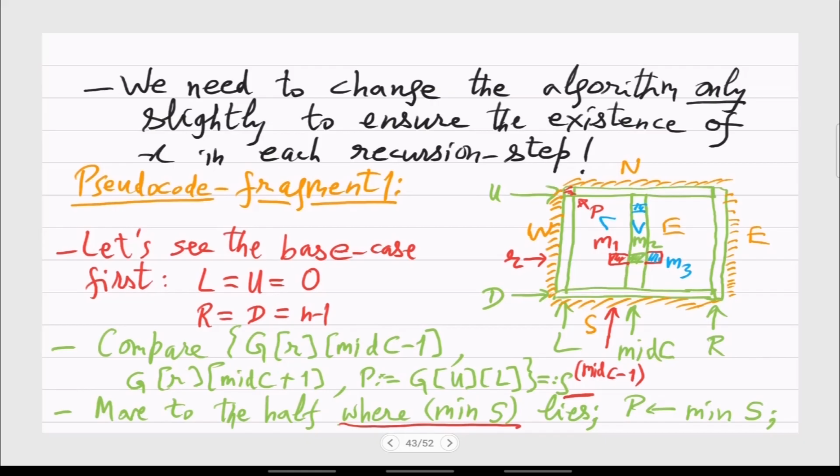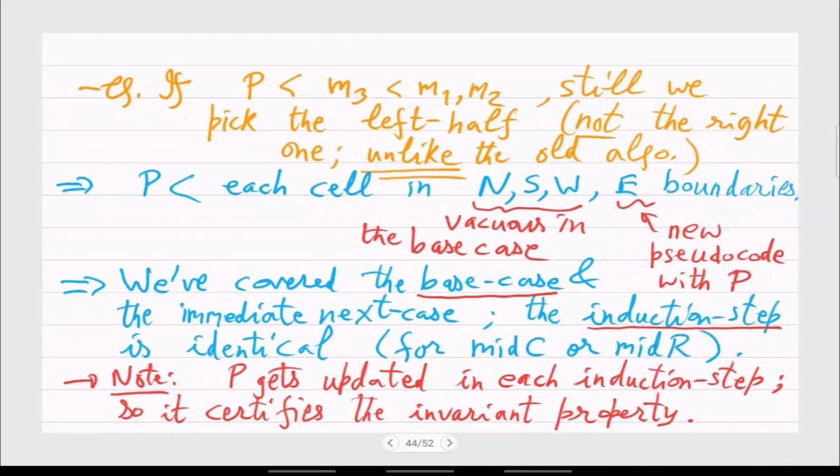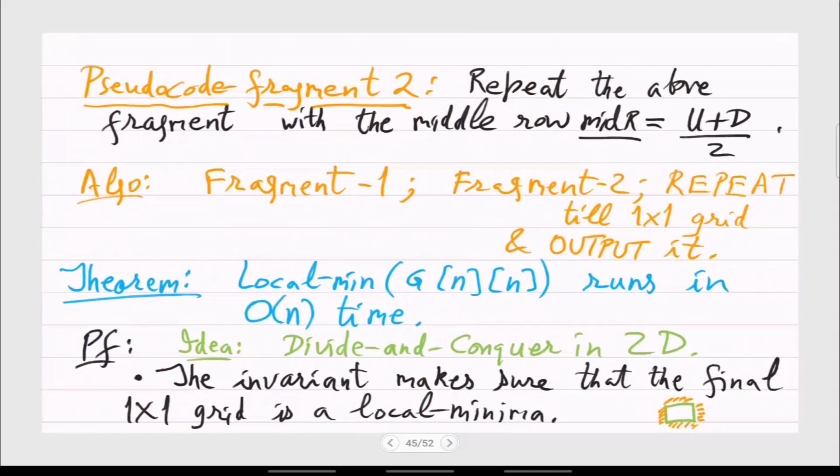It sounds complicated, but ultimately the pseudocode fragment is very, very small. You just have to compare 3 elements and update. So take the mid column or the mid row respectively, and here we take the mid column, then you find the min there, the min is M2, take the neighbors and compare the 2 neighbors M1, M3 with P. That's all. That's the pseudocode fragment which you can implement. And it works fine. It ultimately gives you a 1 cross 1 grid, and that 1 cross 1 grid in the end is the local minimum.